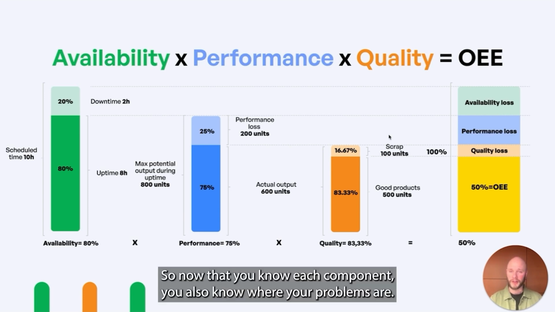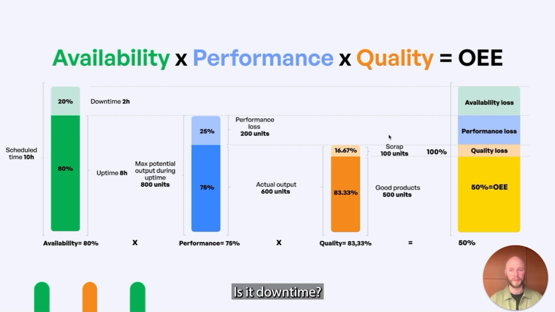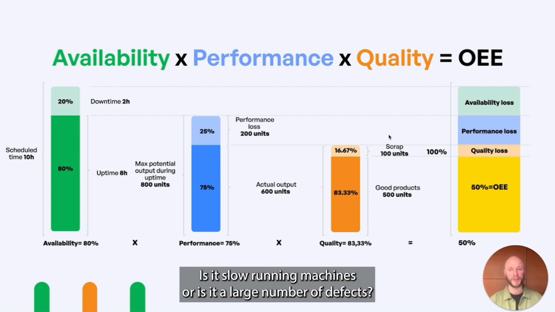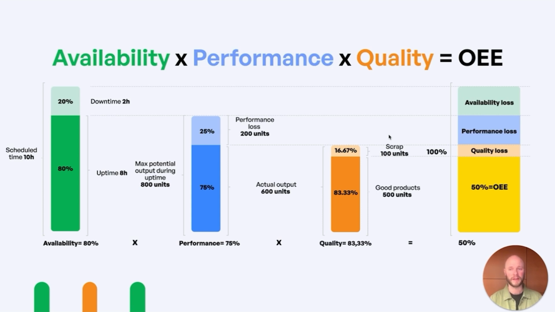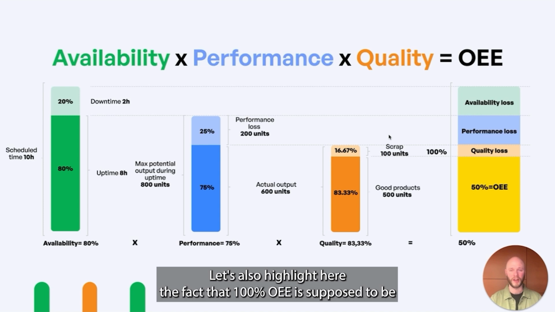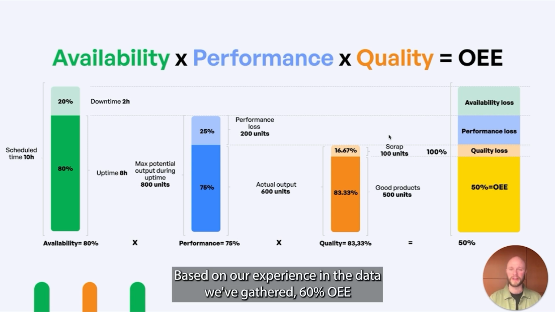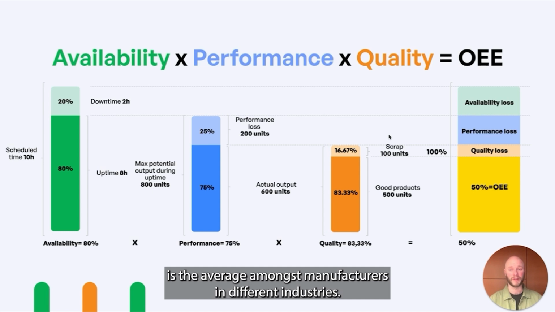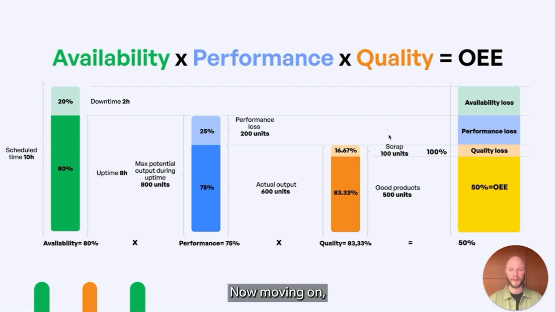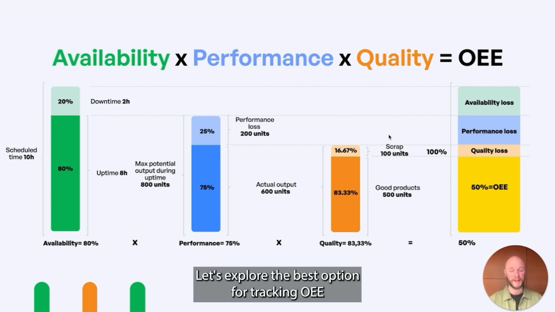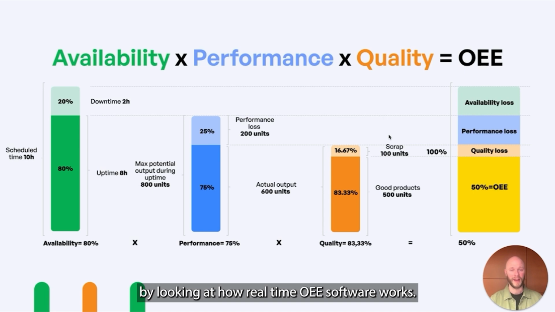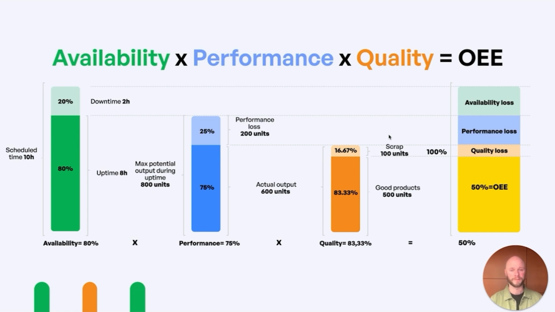So now that you know each component, you also know where your problems are. Is it downtime? Is it slow running the machines? Or is it a large number of defects? Let's also highlight here the fact that 100% OEE is supposed to be achievable only under ideal conditions, which is practically impossible. Based on our experience and the data we've gathered, 60% OEE is the average amongst manufacturers in different industries. Now, moving on, let's explore the best option for tracking OEE by looking at how real-time OEE software works.